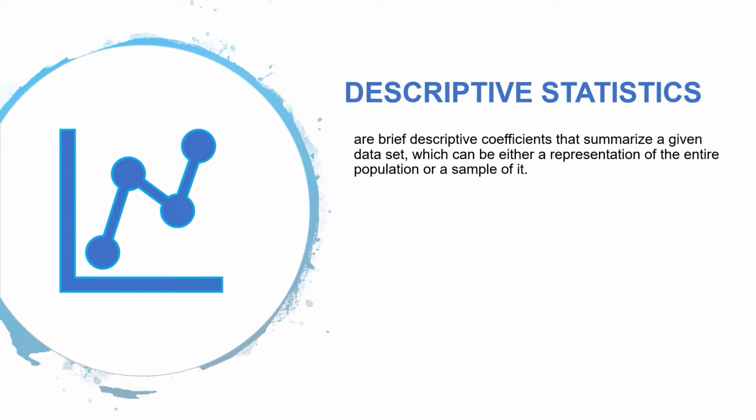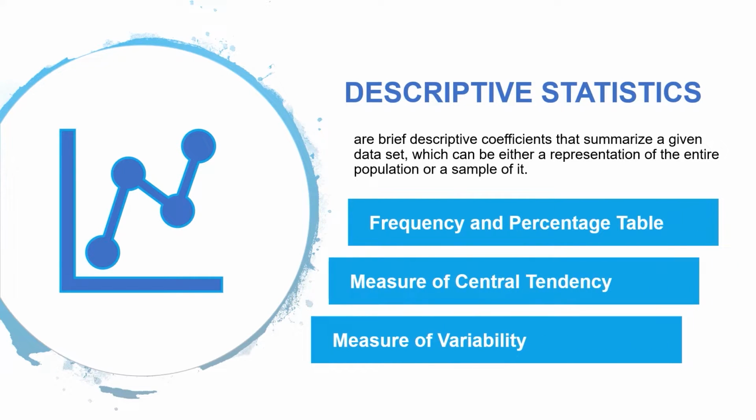Descriptive statistics, therefore, enables us to present the data in a more meaningful way, which allows simpler interpretation of the data. We will be discussing some of the most commonly used descriptive statistics in quantitative research: frequency and percentage table, measure of central tendency, and measure of variability.